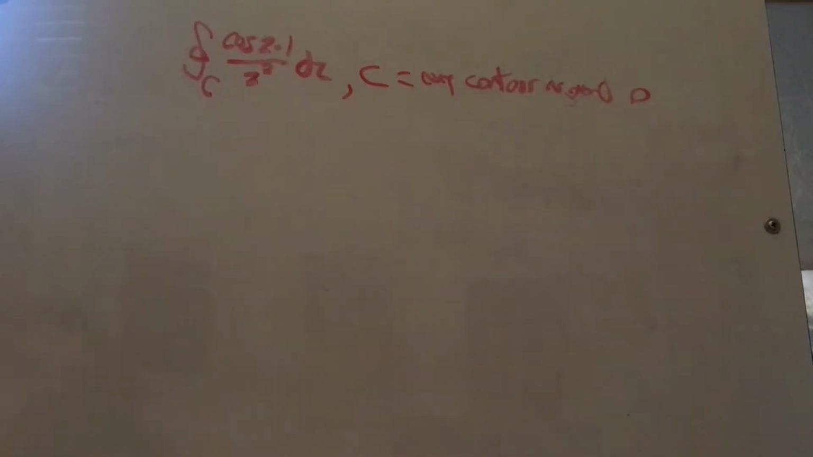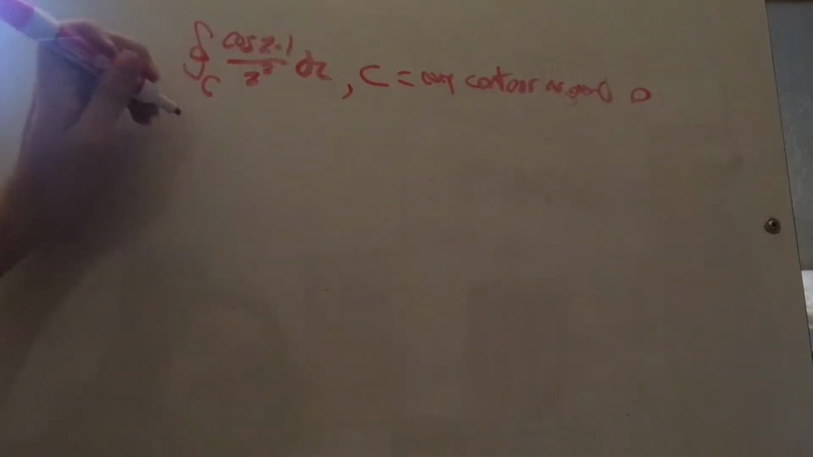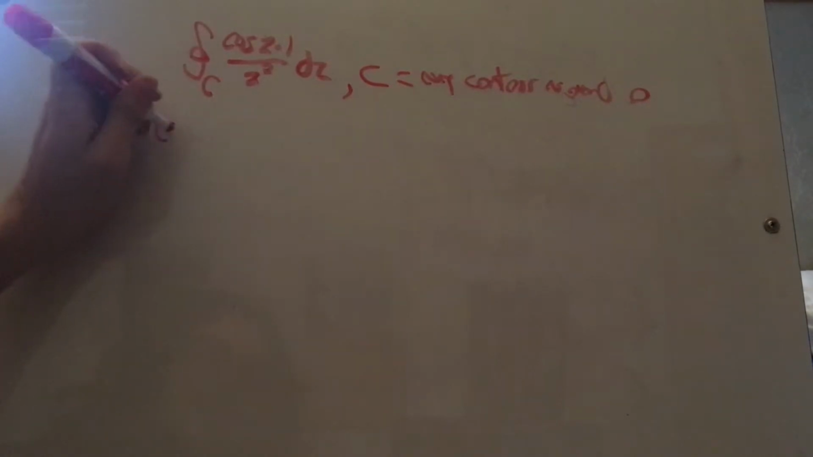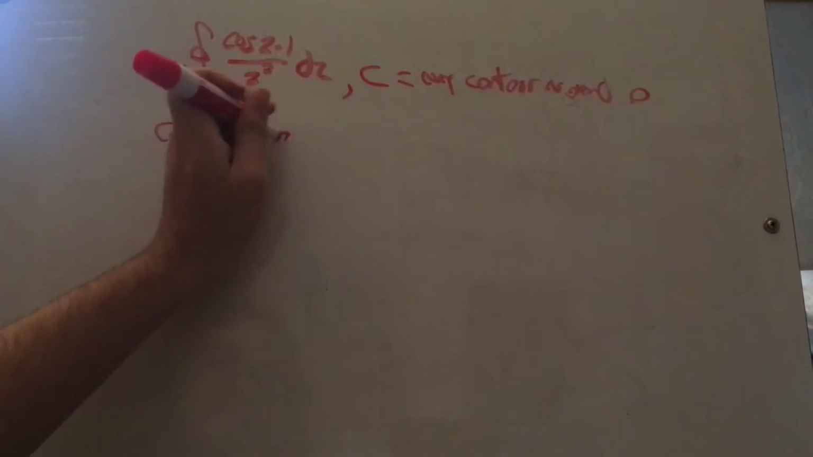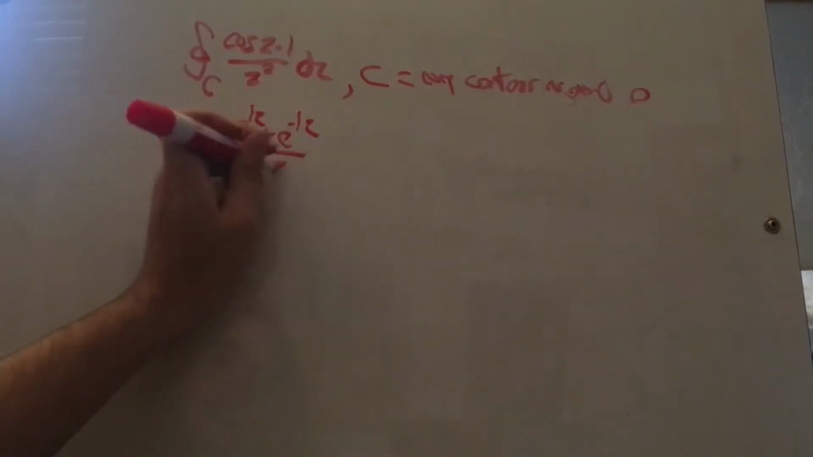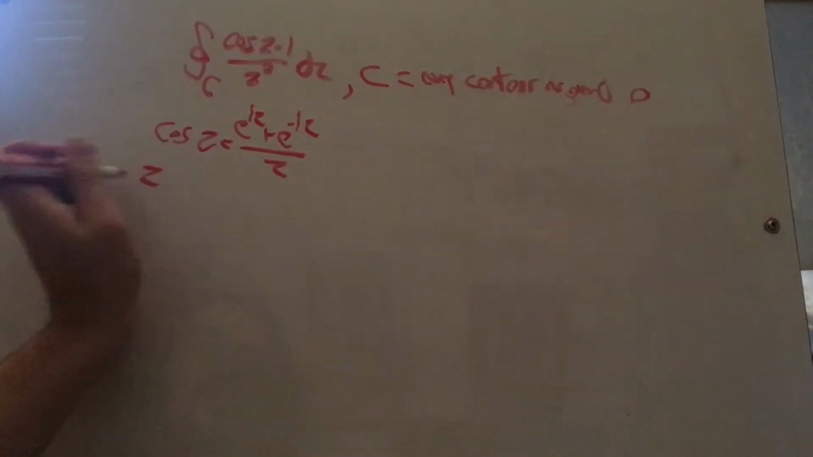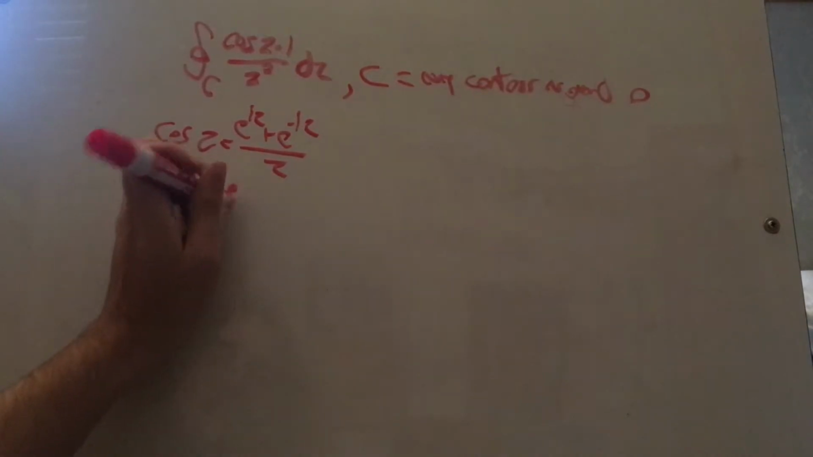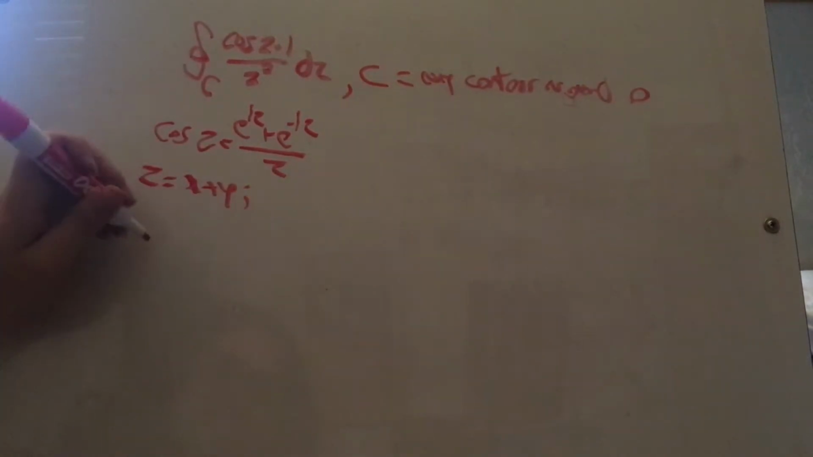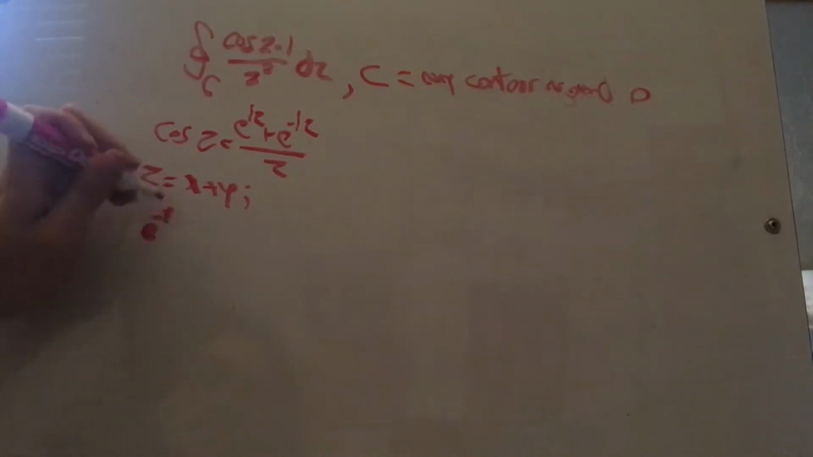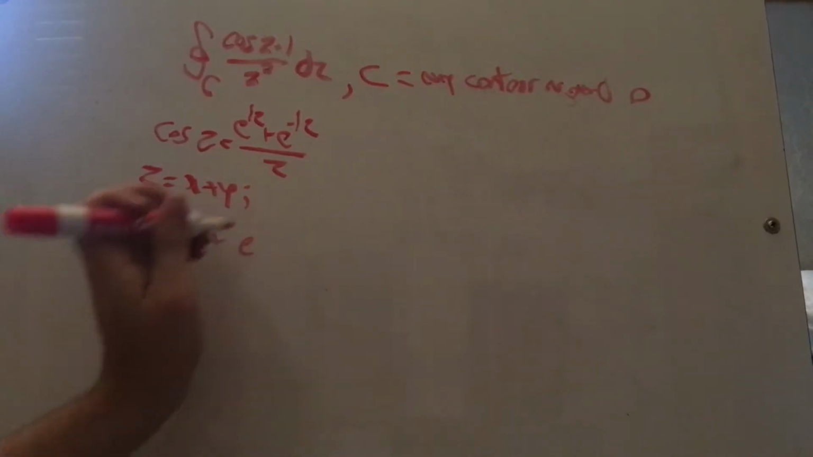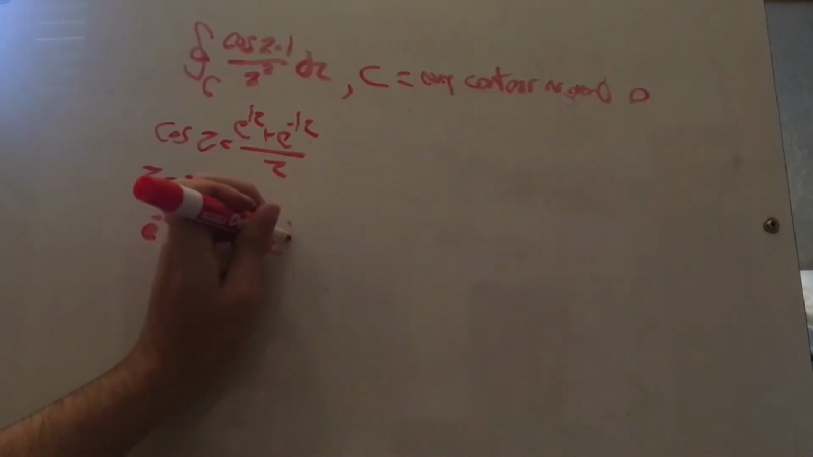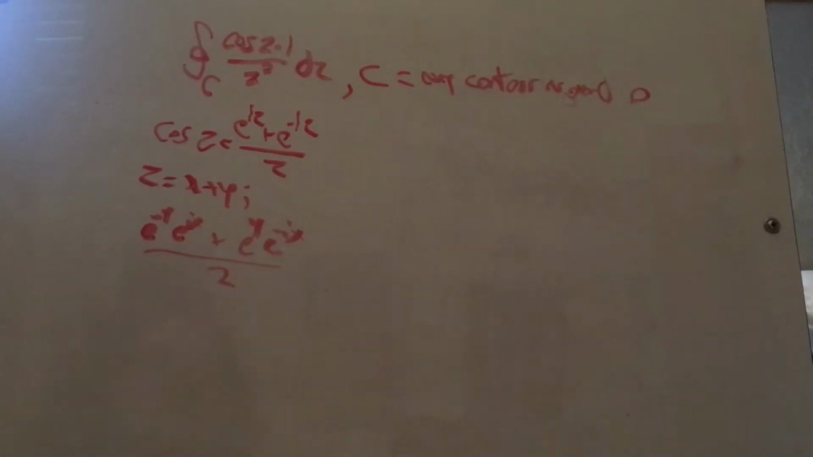So, to start doing that, first we note that cosine of z is equal to e to the iz plus e to the negative iz over 2. Then we plug in our standard z equals x plus yi, which gives us cos z is equal to e to the negative y e to the ix plus e to the y e to the negative ix, all over 2.